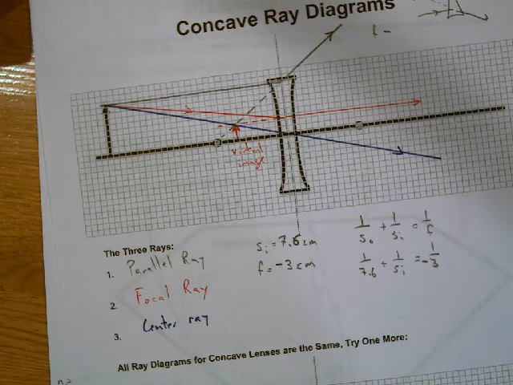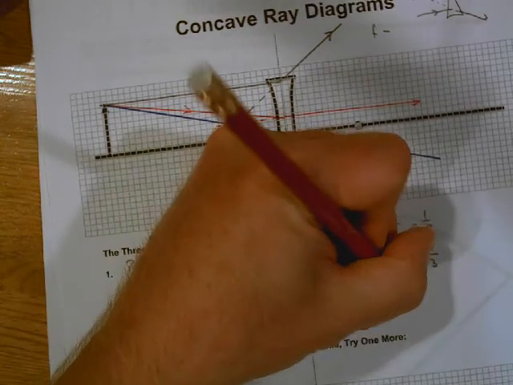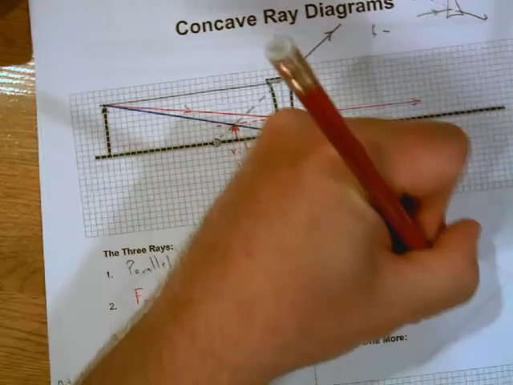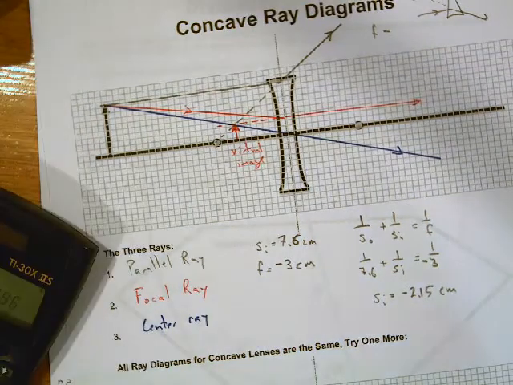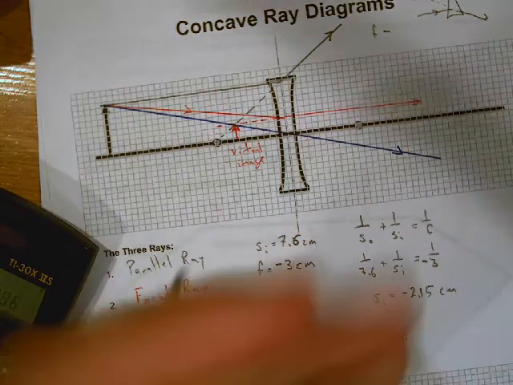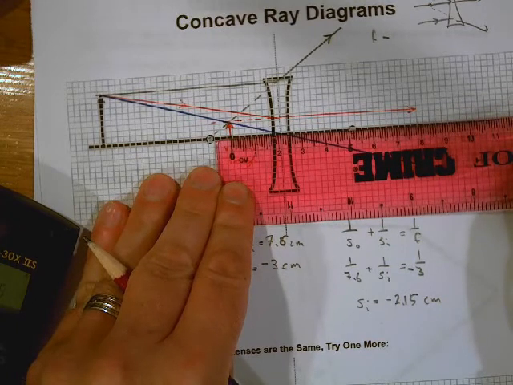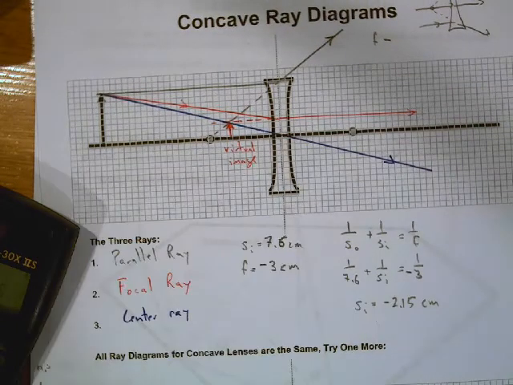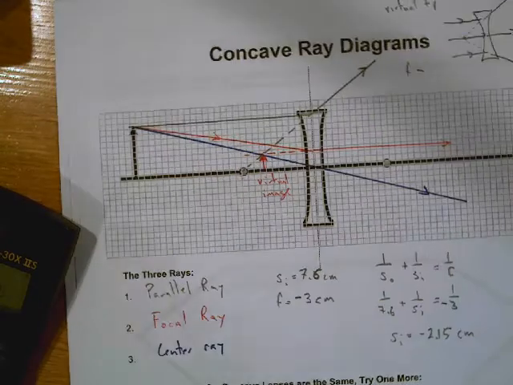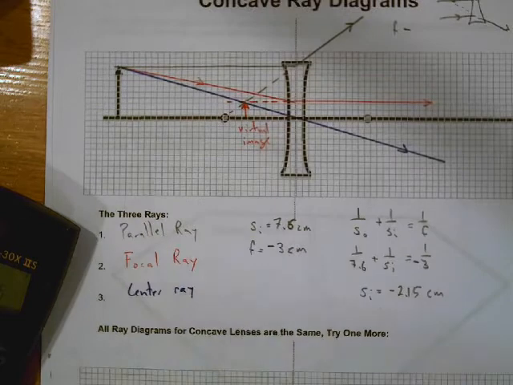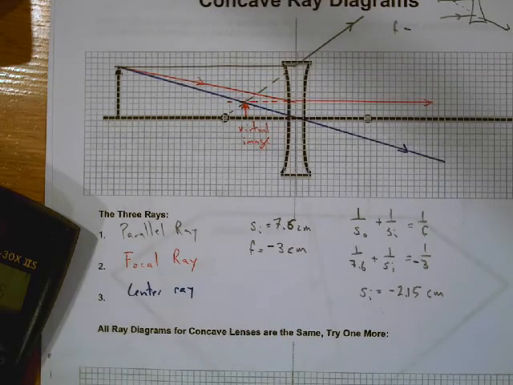Let's try it again. So 1 divided by -3 minus 1 divided by 7.6 equals this. Take the inverse, and you get SI equals -2.15 centimeters. And if I measure it, that is almost spot on, 2.15. Wow. All right. And there's another one here, but don't worry about it because they're all the same. So if you can draw one, you can draw them all, but make sure you practice. Bye, kids.